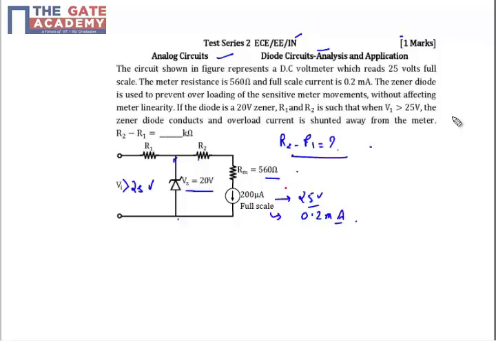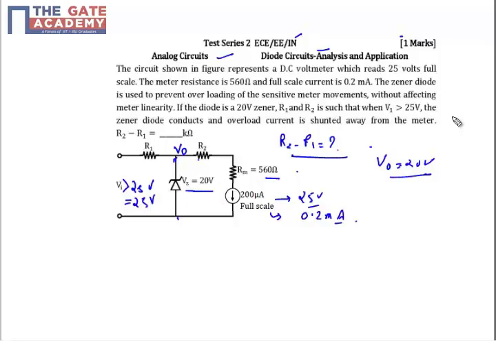So you can see that the input should be greater than 25 volt. Let's take the limiting case and consider the input as 25 volt. Now the voltage across the Zener diode will be fixed at 20 volt. So let's name this node V0. My V0 will always be 20 volt, because V0 is the voltage across the Zener diode that is going to be fixed at 20 volt.